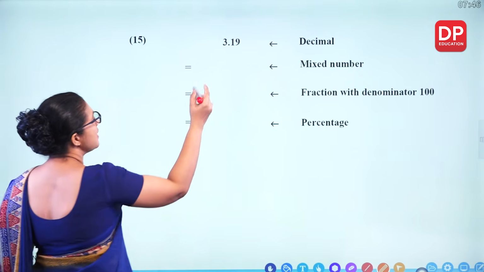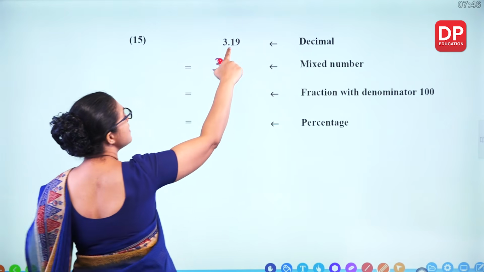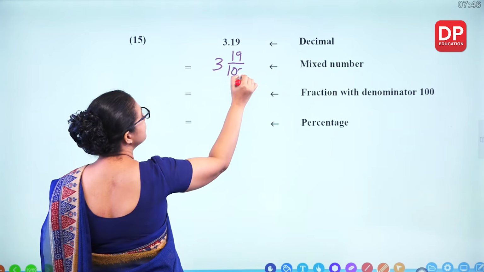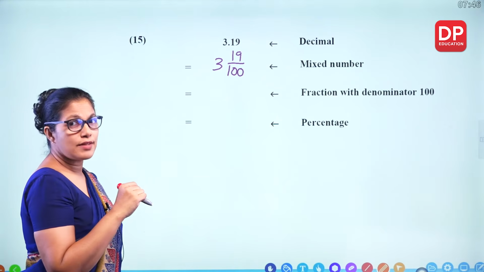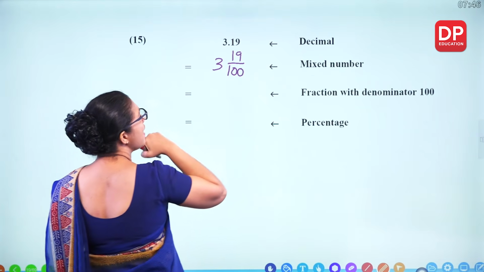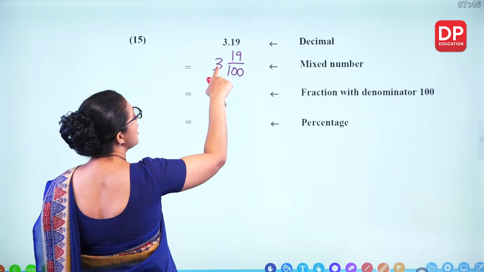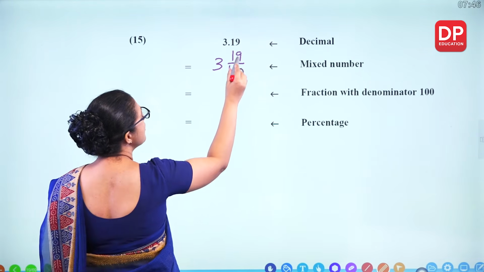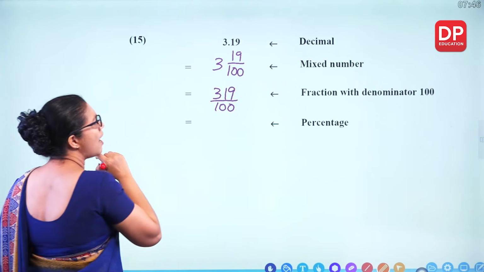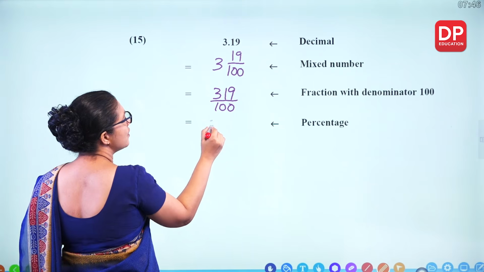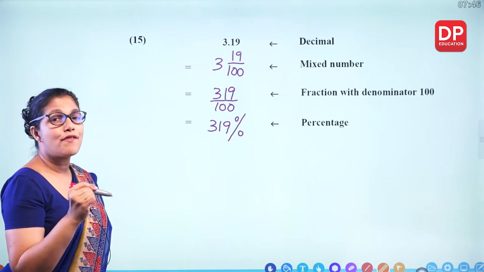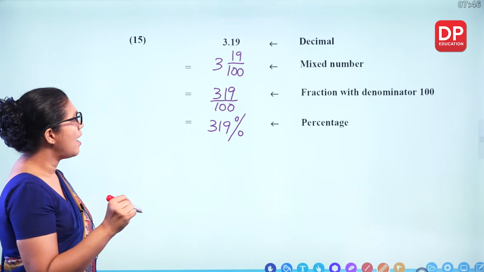3.19. As a mixed number, 3 and this is in hundredths place. 19/100. So that's the mixed number. Now fraction with the denominator 100. So you can write the improper fraction. 100 times 3, 300. 300 plus 19, 319/100. So what's the percentage value? 319%. Because percentages are fractions with denominator 100.